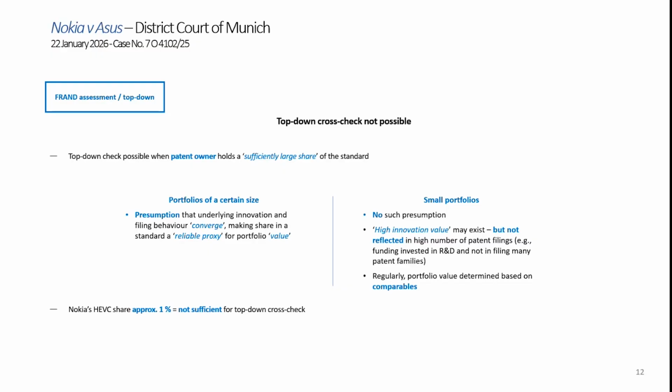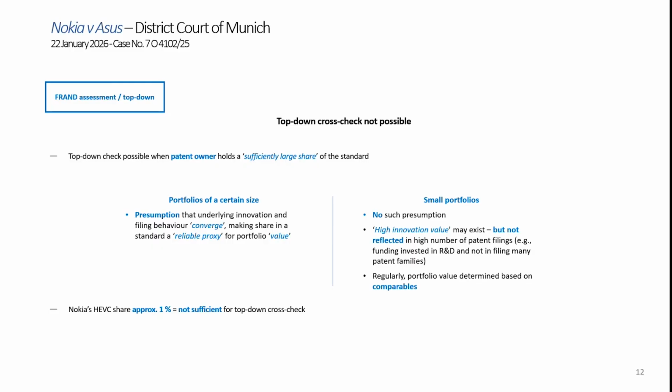The court said, however, that this logic does not apply when you have smaller portfolios, because the fact that you have fewer patents does not necessarily mean that you have less innovation. On the contrary, you can have a high innovation value that is not reflected in a high number of patent filings, because the patent owner might have chosen to direct funding into R&D and not into filing as many patent families as possible. So the court said when you have smaller portfolios, you need to do your determination based on comparables.